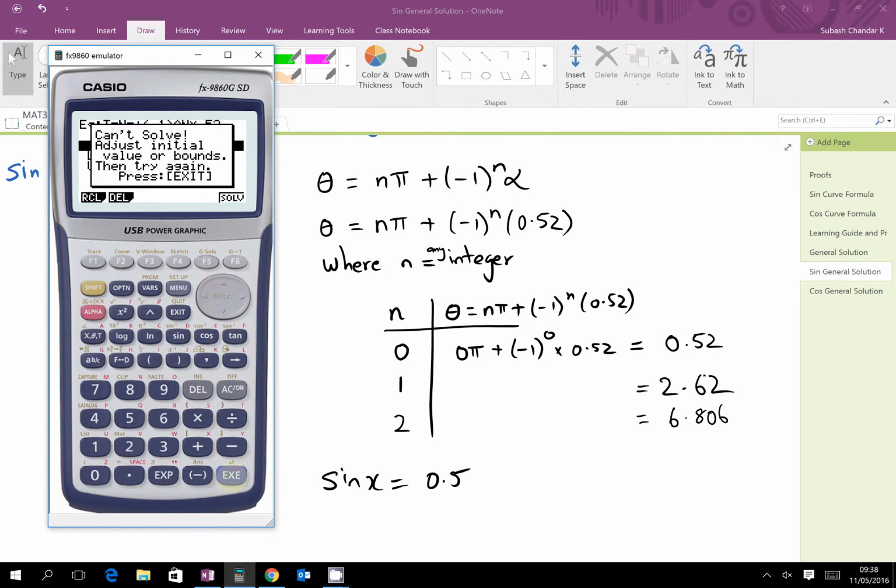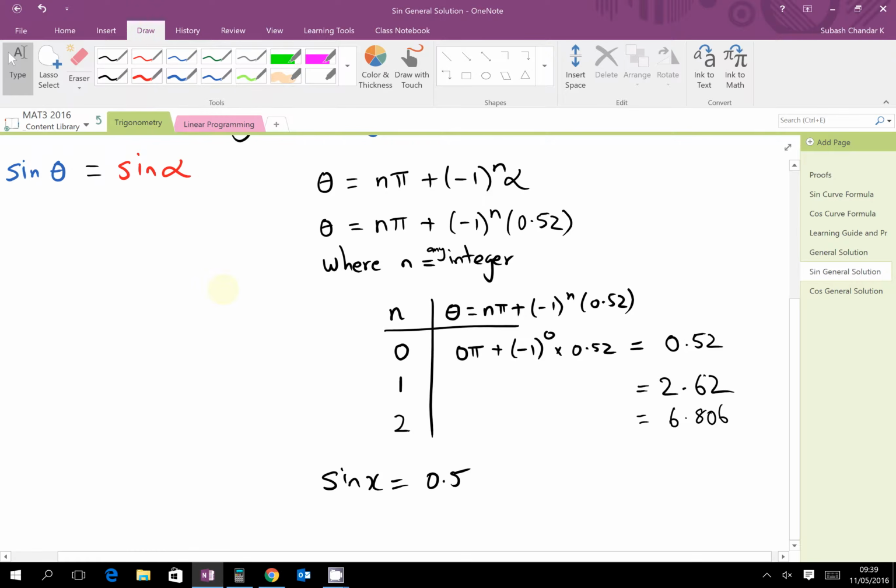Can't solve. Oh. Why can't it solve? Into the power of 1. Should it work? Do you guys get can't solve as well? Yeah. Okay, what if we try? I got the same one as well. Okay, we'll play with this later. I'll try and figure it out later on.